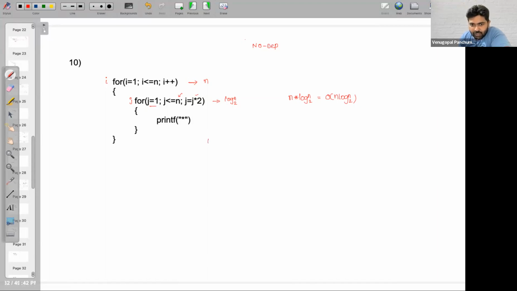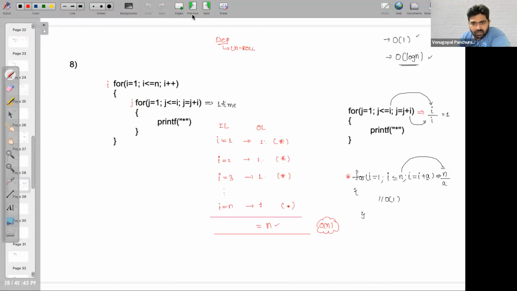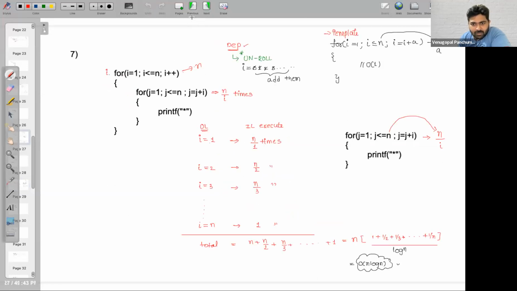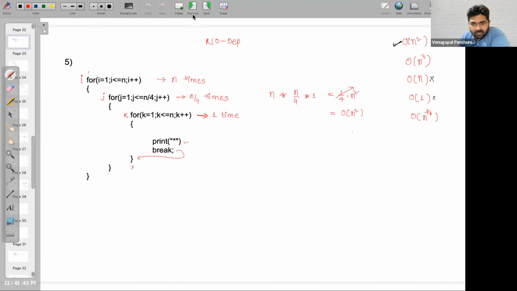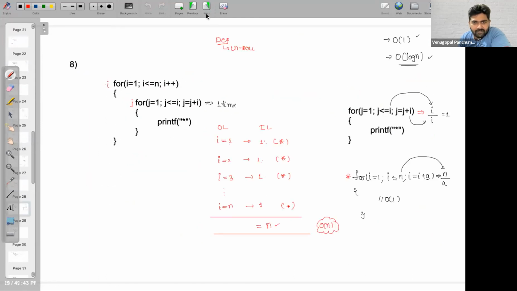Maybe this is the inner loop. I is equal to 1. How many times does the outer loop run? Sorry, wait. Everywhere I'm making a mistake. This is the inner loop, this is the outer loop. This is correct here. This is inner loop and this is outer loop. Number of times the inner loop runs.